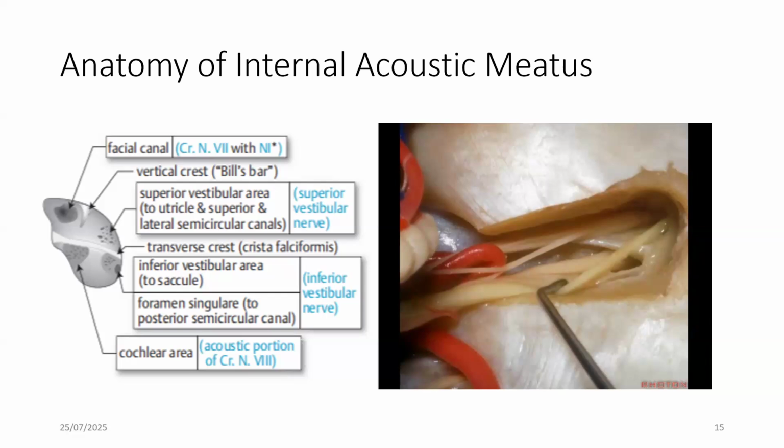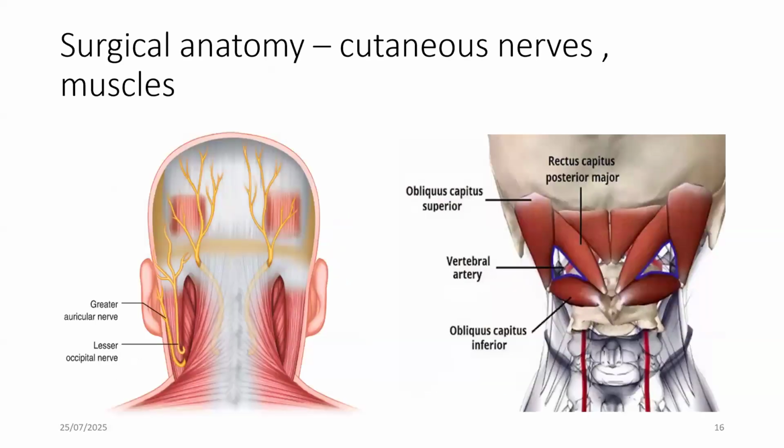Then this is the gross structure of the internal acoustic meatus. Part of the posterior lip of the internal acoustic meatus has been removed here, so one can easily see the structures within it. So the anterosuperior part, we have the facial nerve, and then the vestibulocochlear nerve divides into 3: the superior, inferior, and then the cochlear nerve pass through their corresponding area.